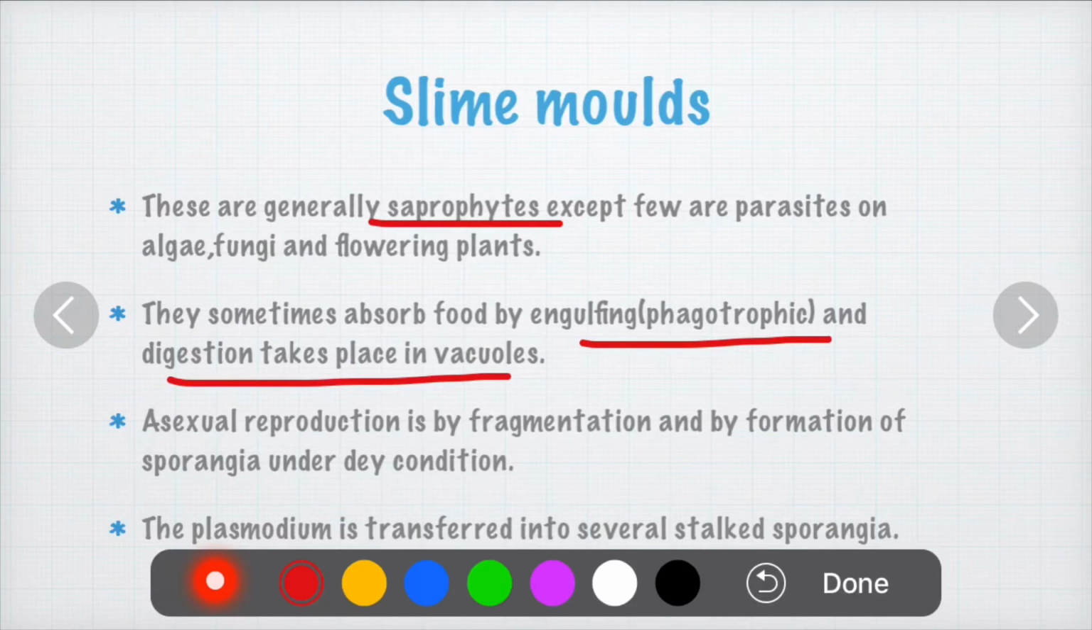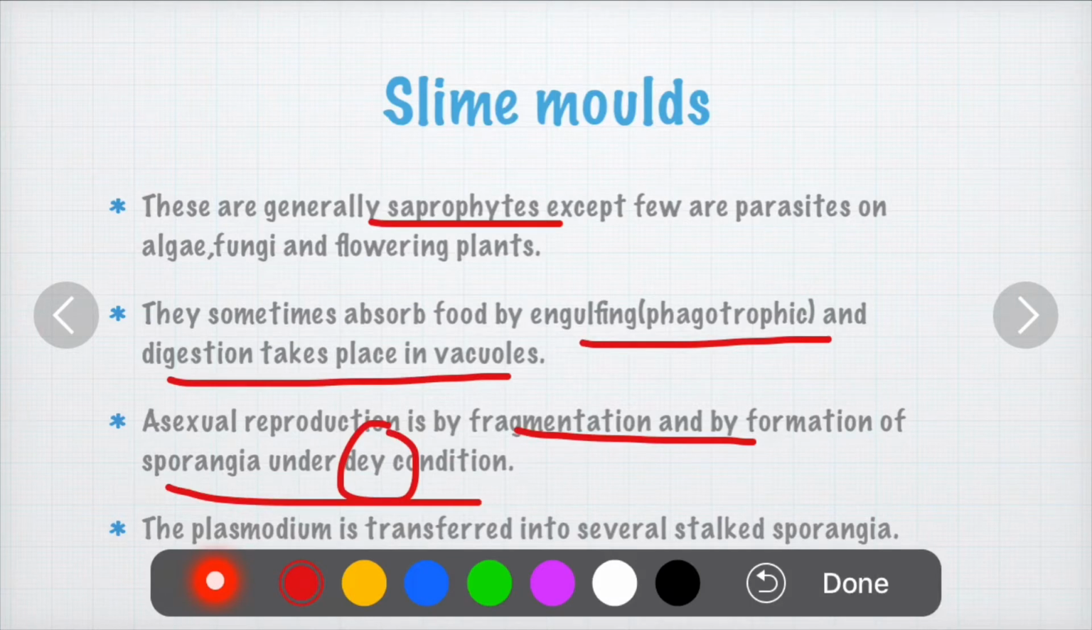The asexual reproduction of the slime mold is by fragmentation and by the formation of sporangia. They choose dry conditions for the asexual method of reproduction. The asexual method of reproduction is carried out by fragmentation and by the formation of sporangia.